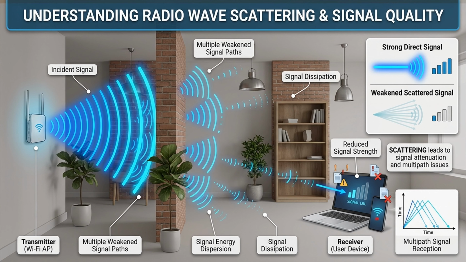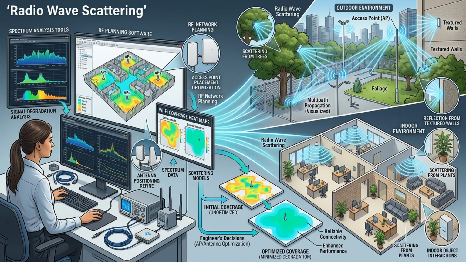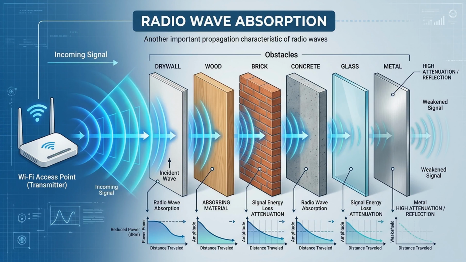In some cases, the scattered signal may become so weak that it dissipates before reaching its destination. Understanding scattering helps wireless engineers identify potential sources of signal degradation and design networks that maintain reliable performance in complex indoor and outdoor environments. Radio wave absorption.